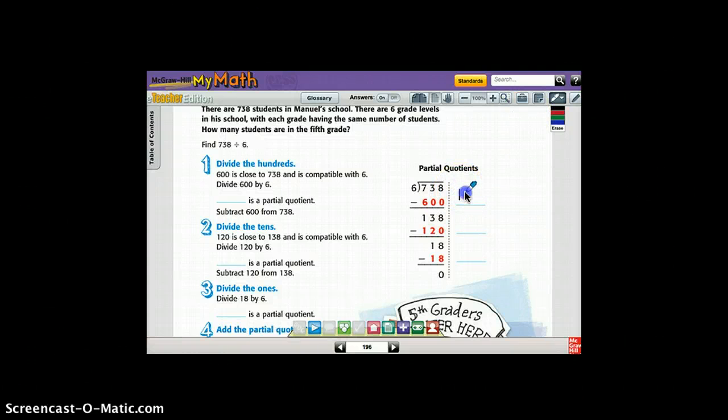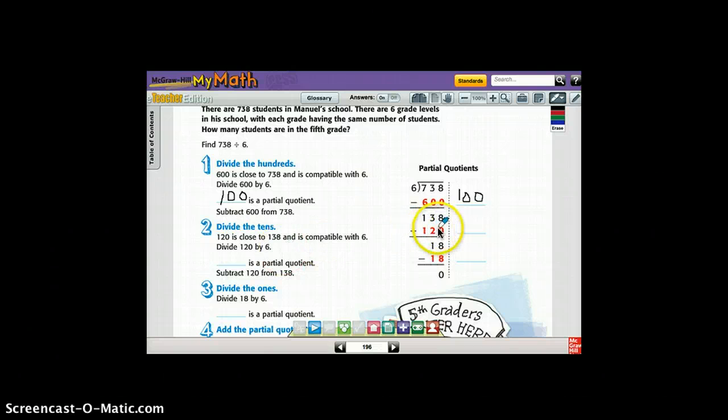So you would write that quotient off to the side here. 100. So then 100 is a partial quotient. So we don't have the whole answer yet, but we have a part of it. Okay, so now once we subtract that 600, we have 138 left. So 138 is still pretty tricky to divide by 6 in our head. So we can think of a compatible number. Well, 120 is pretty close to 138, and I know 12 divided by 6, and we remember that 0 trick, so we could do that, 120 divided by 6.